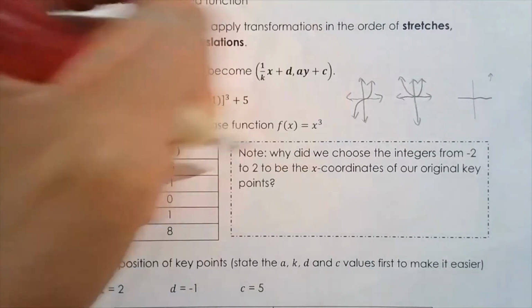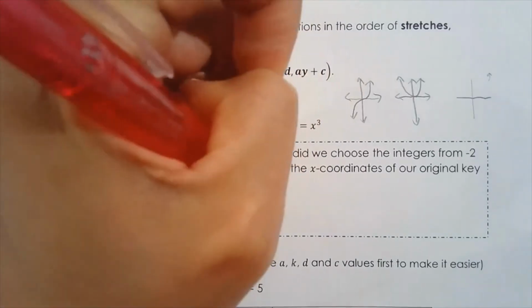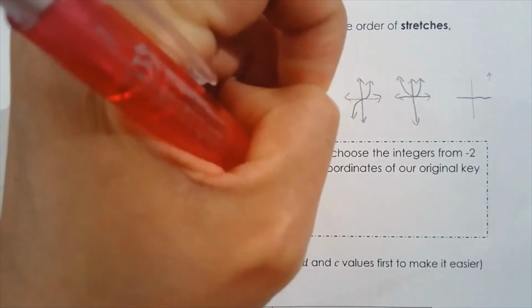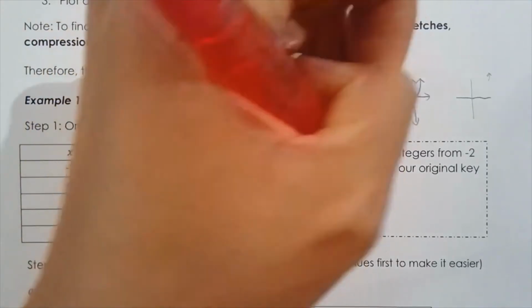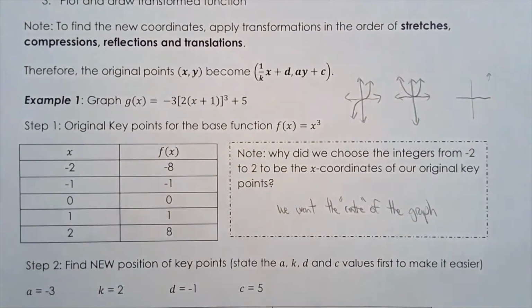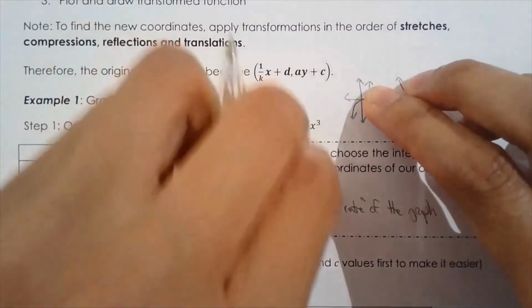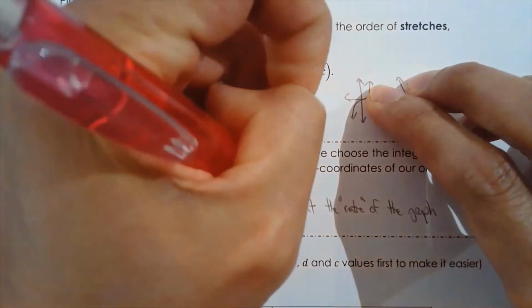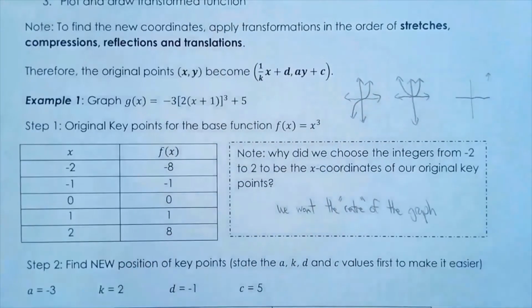You want to see where the point symmetry exists. So why do we choose this? We want the center of, and I use it very loosely, the center of the graph. You want where the exciting things happen. That's what we want to see.